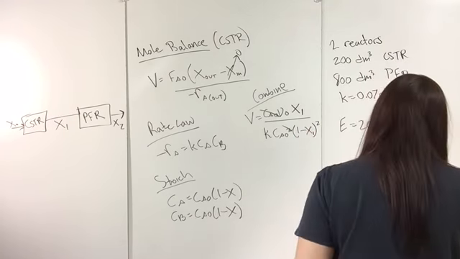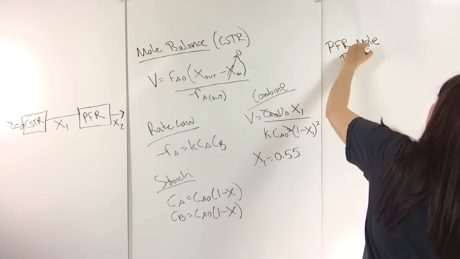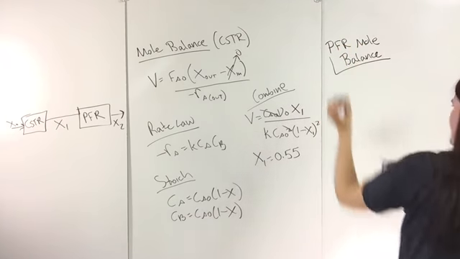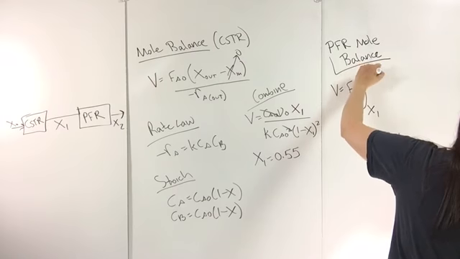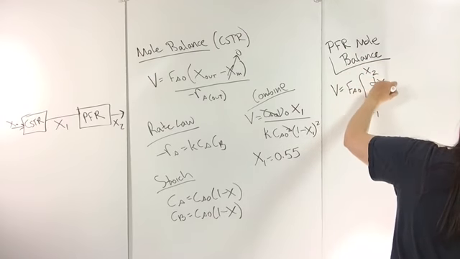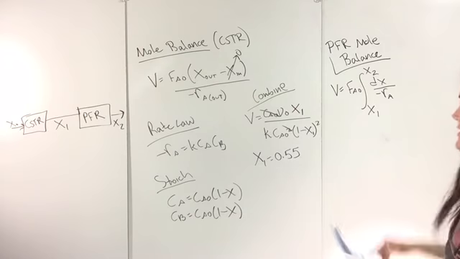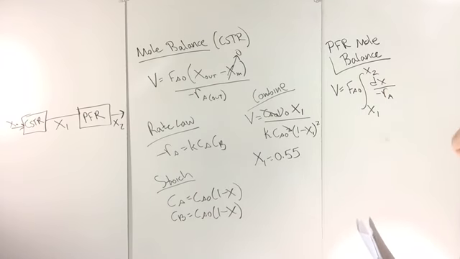So now I'm going to erase some stuff and do the PFR mole balance. V is equal to Fa naught, integral from x1 to x2, dx over minus Ra. And so this is what I'm talking about. The equation on that table is from x1 to x2. But if you just have one reactor, this would just be 0 to x. But in this case, we have some conversion coming in from the CSTR. So this x1 is what we just calculated.